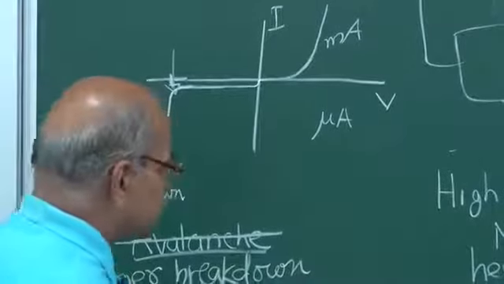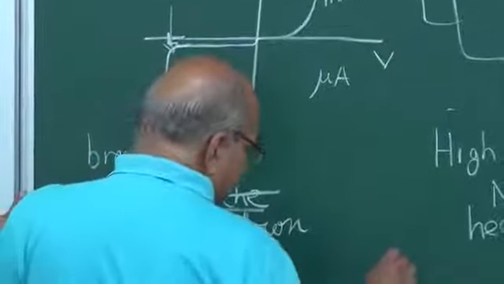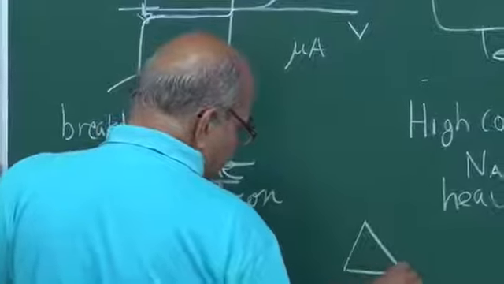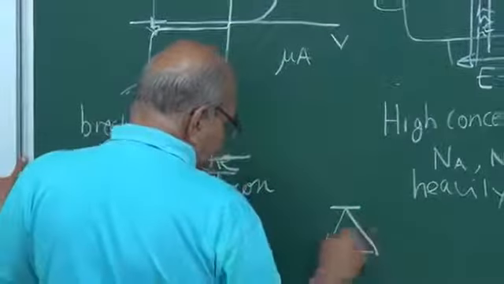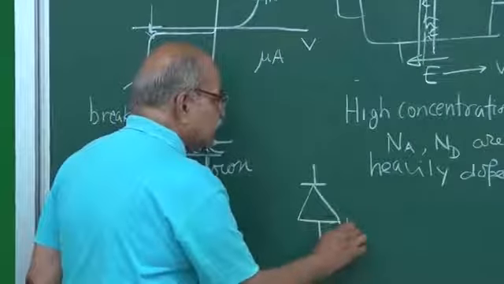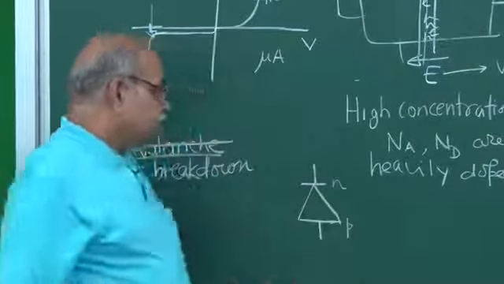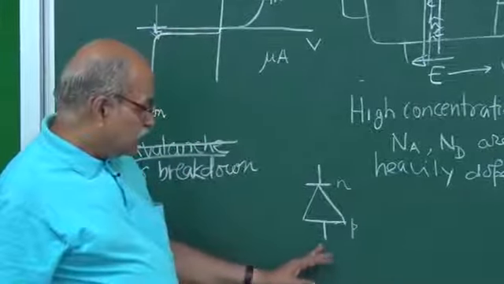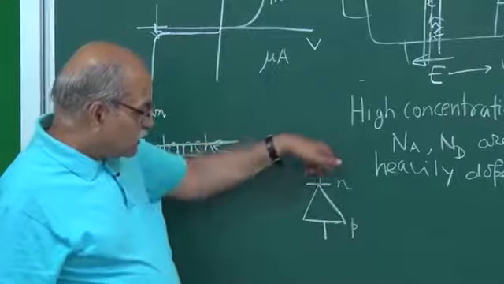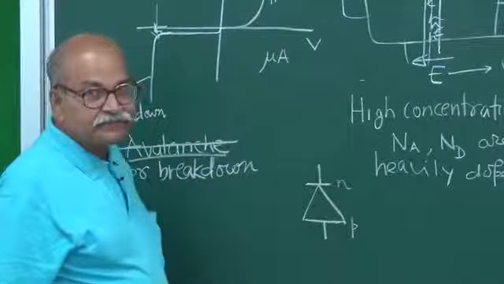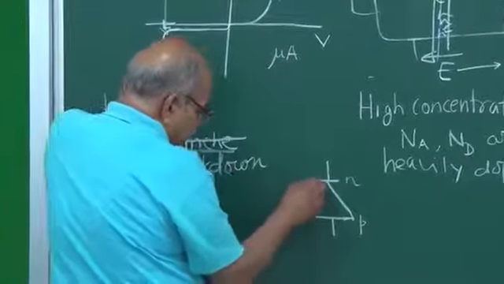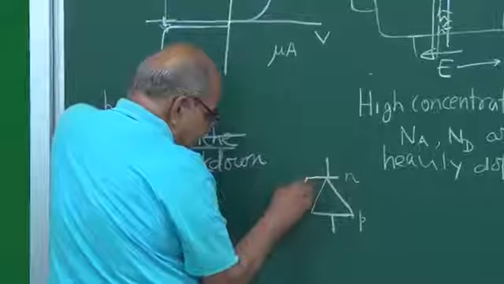There is a separate symbol for that. For our usual diode, when we draw it, we draw a triangle and then we put a line here. So this denotes your P side, this denotes your N side, and if the current goes in this direction, that is the forward biased current. If the current goes in this direction, that is the reverse biased current. But for Zener diode, this symbol has a slight modification.